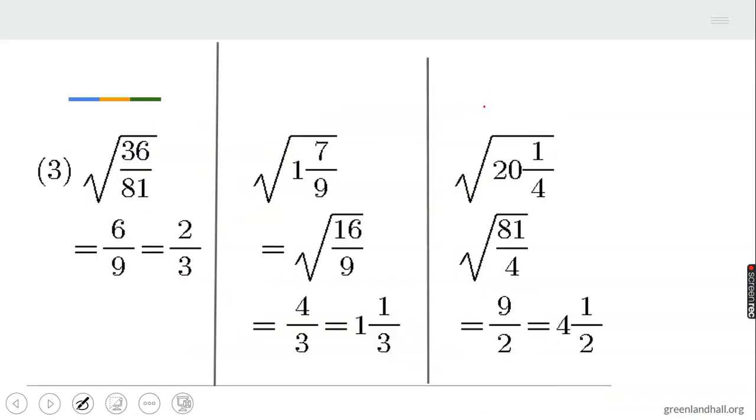The third one is how to get the square root of a fraction, which is this. Now the square root of 36 is 6, square root of 81 is 9. That's how it's 2 over 3. The same thing applies to all other fractions.